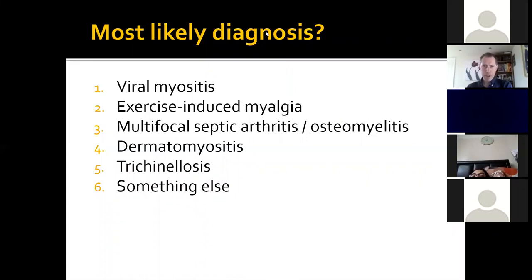Okay, so the top vote was actually now for multifocal septic arthritis / osteomyelitis, which I assume has been partly based on those high inflammatory markers, although I think the ultrasound scans provide little evidence that there is septic arthritis here. So it would have to be really osteomyelitis. Although actually the radiologists did tell us that it's very hard to detect effusions in the shoulder joint on ultrasound. And we still have a few votes for dermatomyositis, viral myositis, and trichinellosis.